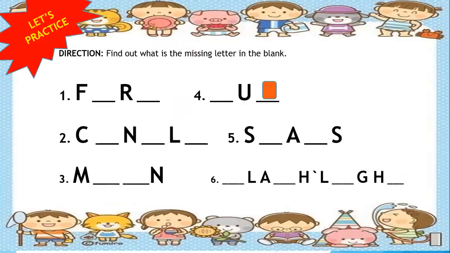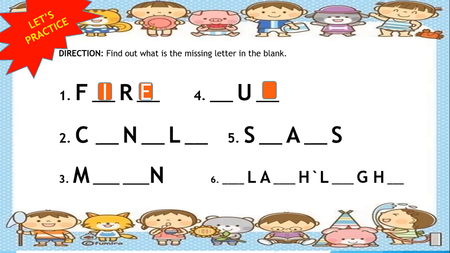Let's practice. Find out what the missing letter in the blank is. A while ago, we studied the spelling of the examples of light, right? Now, let's see if you still remember how to spell those words. Number one, F blank R blank. What is this word? It is an example of artificial light. Number one, the answer is fire.